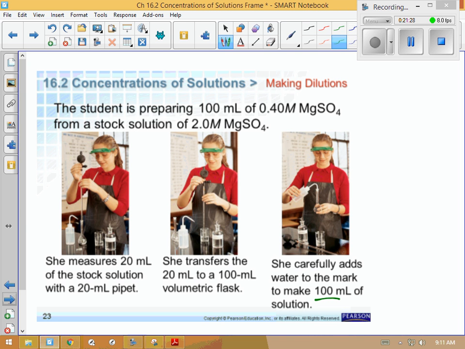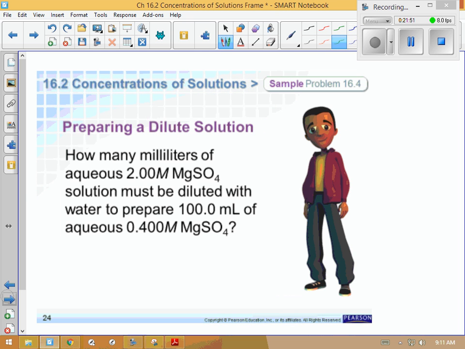What does that mean? Let me ask you this. How many moles does she have right here per liter? 2 moles per liter, okay? 2 moles per liter. And she knows she only needs 0.04 moles, right? She's going to try to make this solution, 0.4 moles per liter. So here's how it works mathematically. Basically, she's adding a small amount of very concentrated solution and diluting it with water. And here we'll do ours.